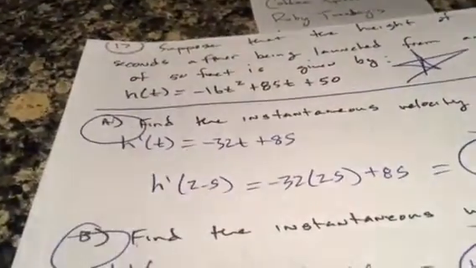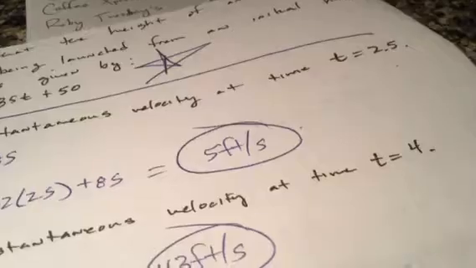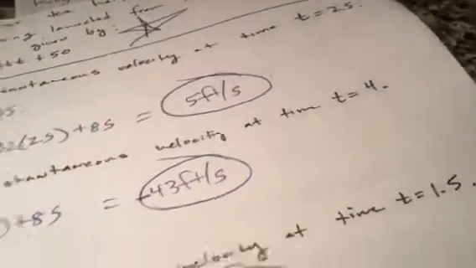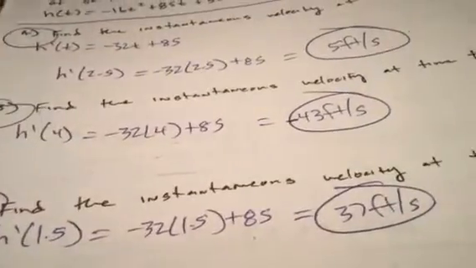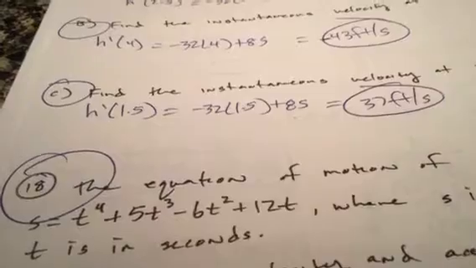Moving on. Here we have the instantaneous velocity question again. No big deal. The derivative is simply right here: negative 32t plus 85. Then plug 2.5 in for t. This next one, plug 4 in for t. On C, plug 1.5 in for t.